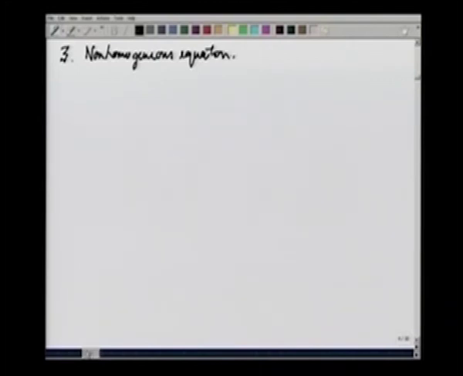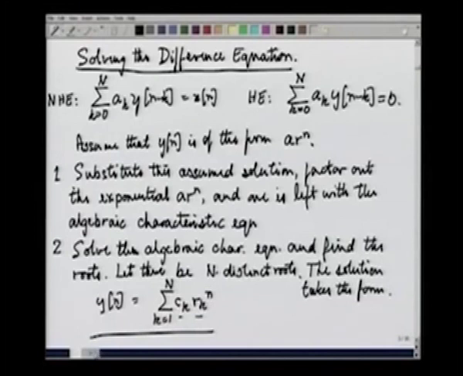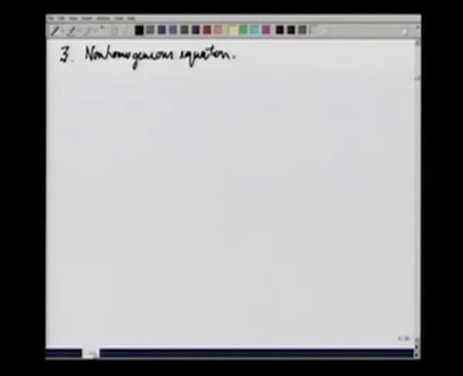Well, just go back for a minute. Okay, we have solved this and we have found the roots. So, let there be n distinct roots, then the solution takes the form given over here. Now that we have that, we now look at the solution of the non-homogeneous equation.